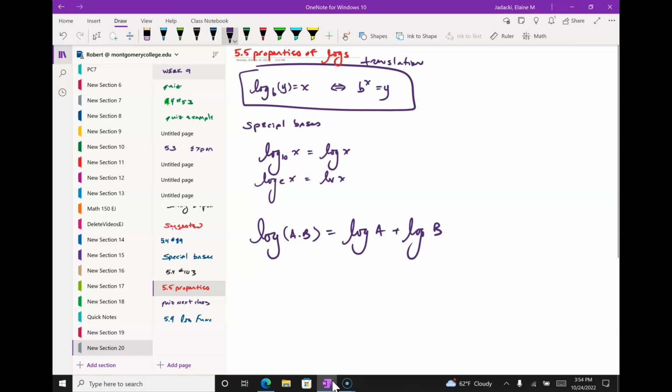What am I doing there? I'm multiplying like bases. What's the base here on the left? What's the base? 10. Right? Log is just base 10. So I'm saying log base 10 of a times b, I get log of a plus log of b. What are these guys? Exponents. When I'm multiplying like bases, I add the exponents.